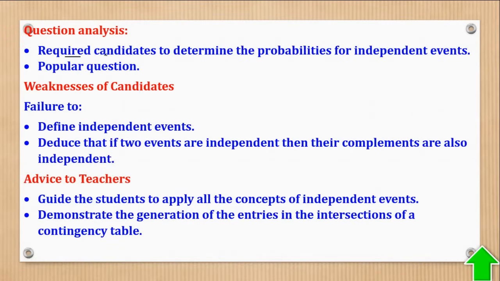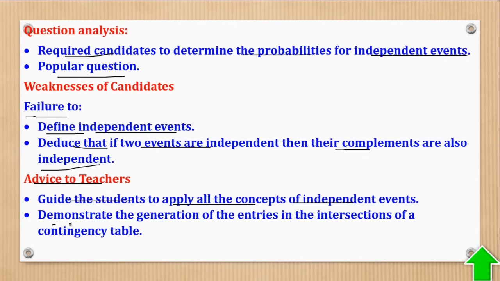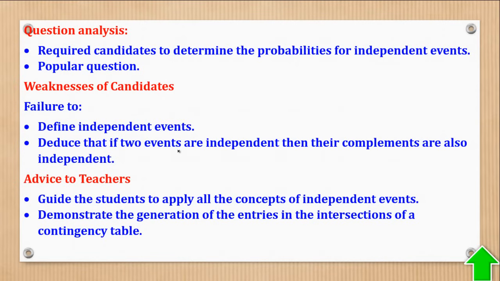So, question analysis. The question required candidates to determine the probabilities for independent events. It was a popular question, however, some misfired due to failure to define independent events. Like I told you, if two events are independent, then their complements must also be independent. Two, failure to deduce that if two events are independent, then their complements are also independent. Some students didn't know that. So advise that teachers should get students to apply all the concepts of independent events and also demonstrate the generation of entries in the intersections of the contingency table. This is because the question could be answered using this or this, whatever you choose.